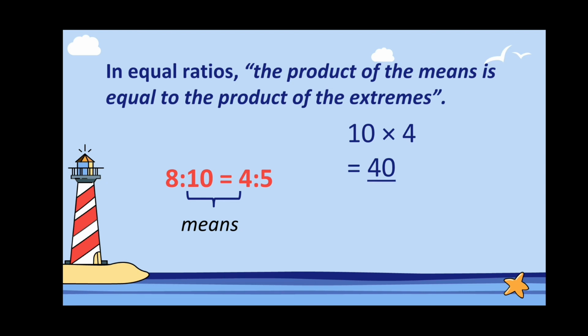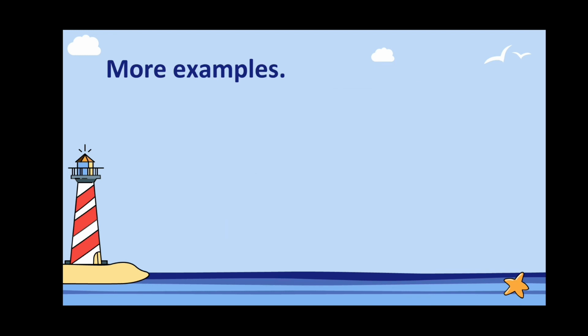Very good. Now, let's multiply the extremes naman. So we have 8 and 5. So 8 times 5 equals 40. So as you can see, equal yung kanilang product. So therefore, to be considered equal ratios or equivalent ratios, kailangan yung product ng means ay equal sa product ng extremes. Okay? Now, let's have more examples.